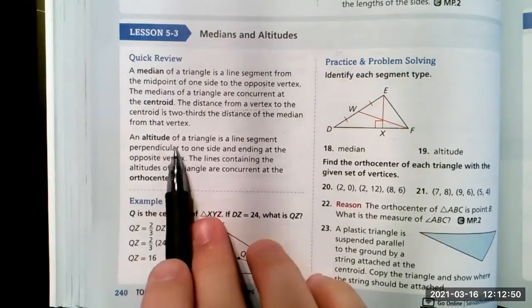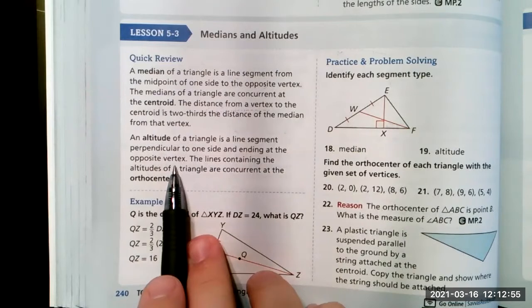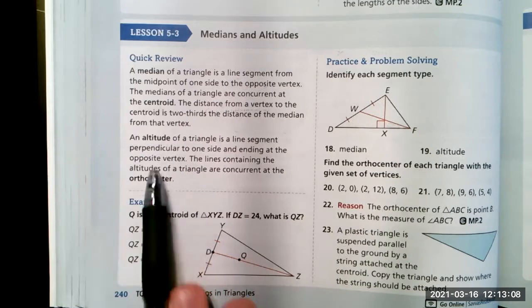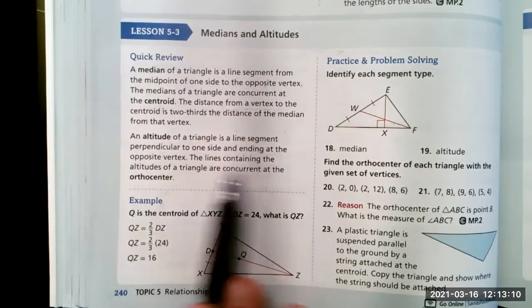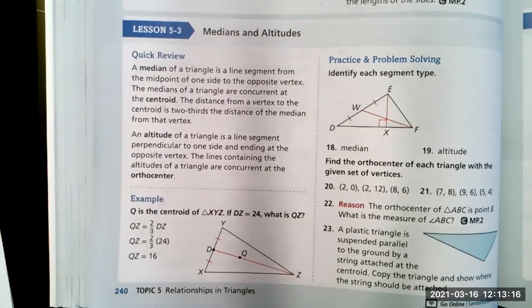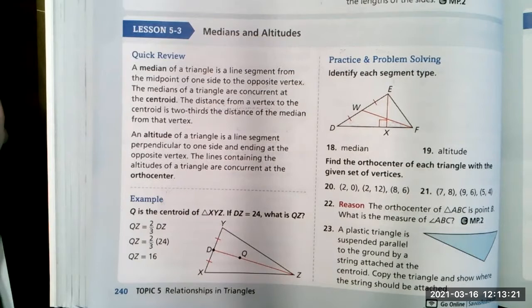An altitude. So an altitude of a triangle is a line segment perpendicular to one side and ending at the opposite vertex. So sort of similar to a median, but it's not bisecting that side. It's just coming off of it at a 90-degree angle. So ending at the opposite vertex. The lines containing the altitudes of a triangle are concurrent at the orthocenter. So again, let me see if I can draw a little bit of a picture. Call that ABC.